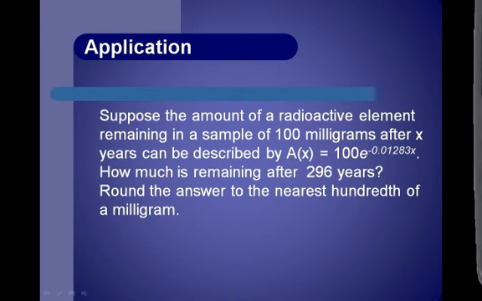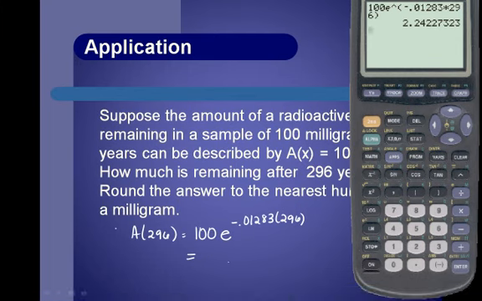Another application. Suppose the amount of a radioactive element remaining in a sample of 100 milligrams after X years can be described by the function A of X equals 100 E to the negative 0.01283x power. How much is remaining after 296 years? Well, the formula talks about the amount of the radioactive element remaining. X is the number of years. So for our problem, we are just going to go A of 296 is 100 E to the negative 0.01283 times 296, which would give us on our calculator, and we get 2.24. The amount of radioactive materials remaining would be 2.24 milligrams.